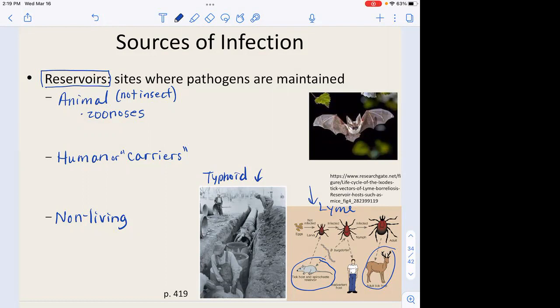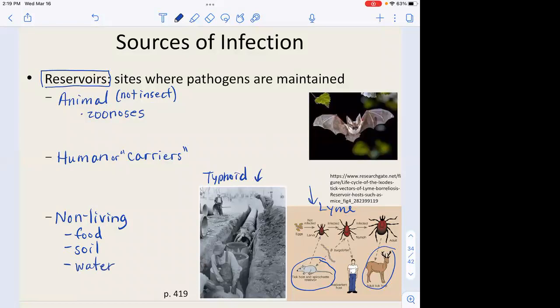We can be carriers for other things like whooping cough. You can have some of that bacterium just kind of loosely associated, not be ill yourself, but you can pass it on to somebody else. Okay, and non-living things can be considered reservoirs as well. Things like food or soil, as well as water.